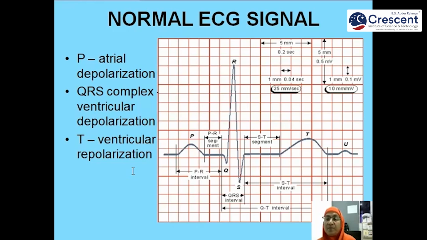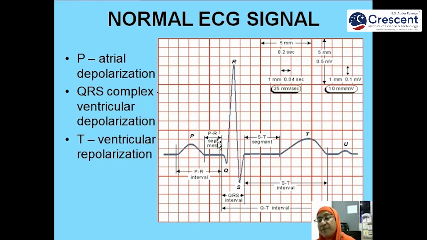So you can see the normal ECG signal. Here the P wave is the atrial depolarization, the QRS is the ventricular depolarization, and the T wave is the ventricular repolarization. In this normal ECG signal, you can see the PR interval, PR segment, QRS interval, ST segment, ST interval, and QT interval. All of these will have a specific value for the normal condition.